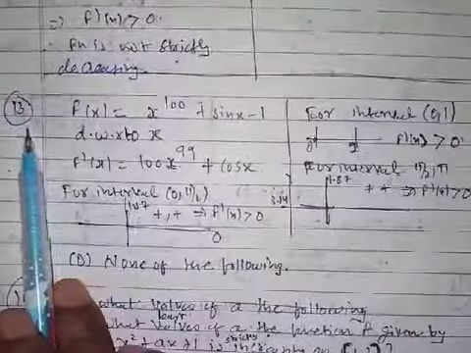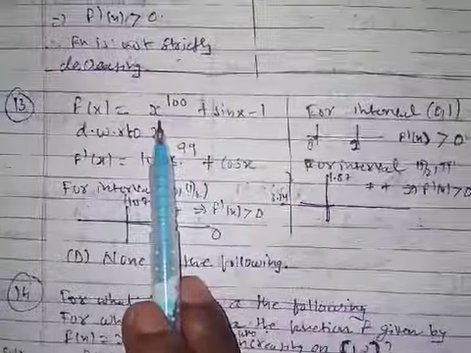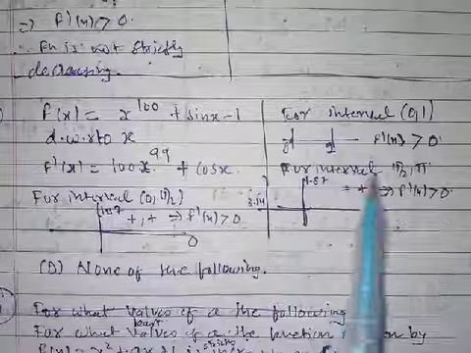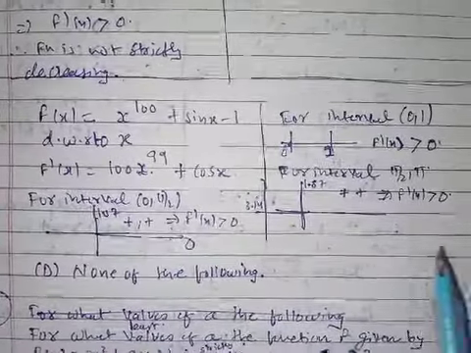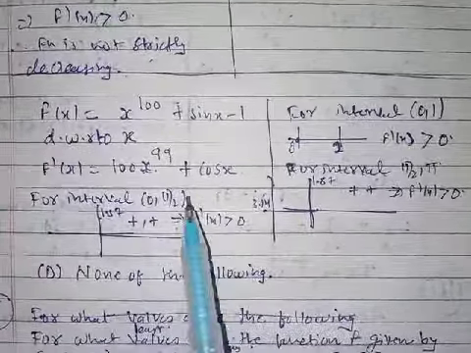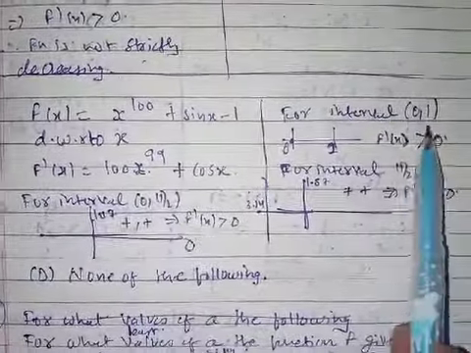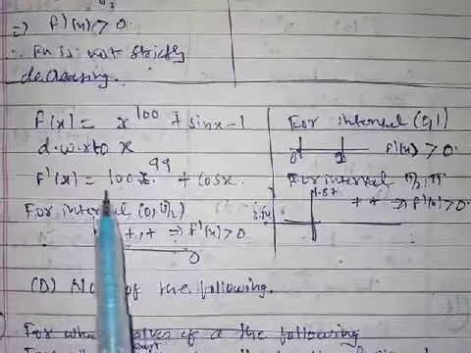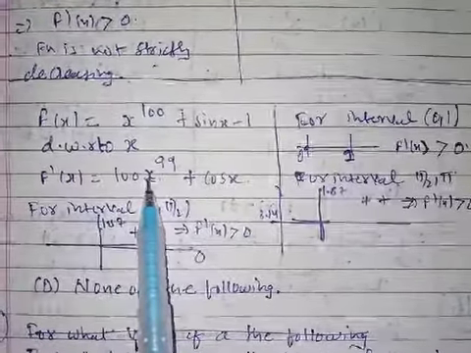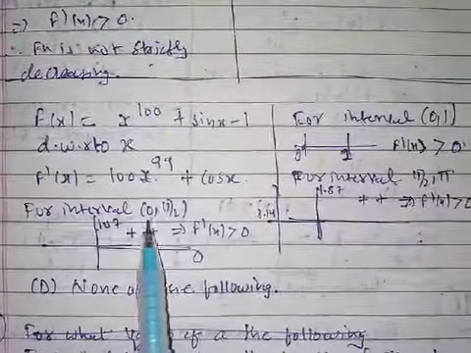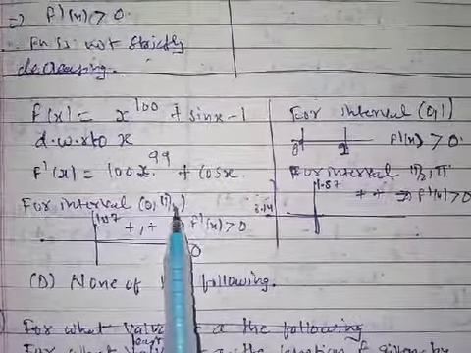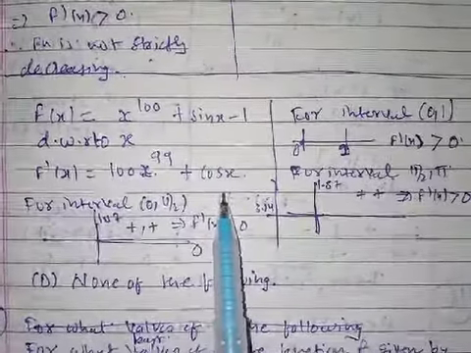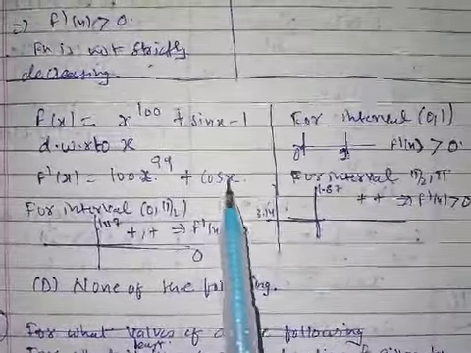Let's check for 13. f of x is equal to x raised to 100 plus sin x minus x. So we have to check in which interval it is decreasing. Okay, the first interval given to you is 0 to pi by 2. Then you have to check 0 to pi and pi by 2 to pi. So f dash of x is equal to 100 into x raised to 99 plus cos x. We are checking in the interval 0 to pi by 2. In 0 to pi by 2, cos x is greater than 0. Got it? So it is greater than 0.